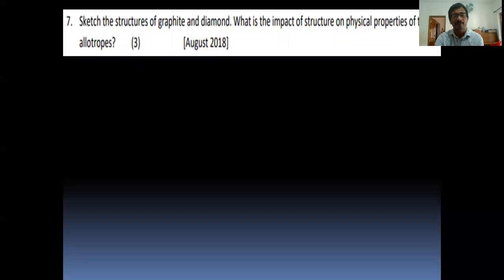Sketch the structure of graphite and diamond. What is the importance of the structure and physical properties of these allotropes? Graphite, we know one carbon is bonded to three other carbon atoms. Each carbon atom is in sp2 hybridization. So one electron is free, and graphite has a layer structure. So one layer can slide over the other, therefore it can act as a lubricant, and it is a conductor of electricity. But in diamond, one carbon is bonded to four other carbon atoms, and it has sp3 hybridization. And since it is sp3 hybridization, the substance is hard and there is no free electron.